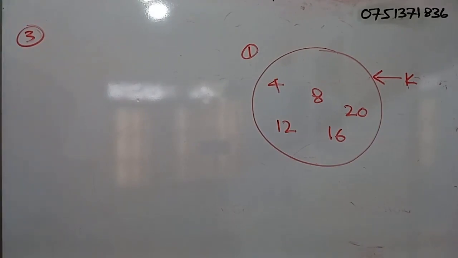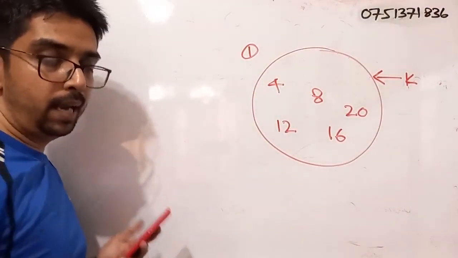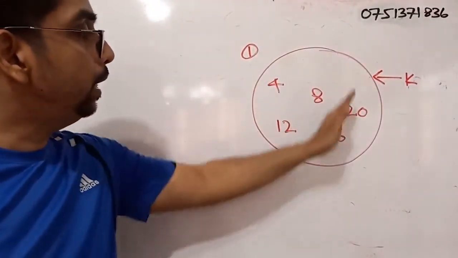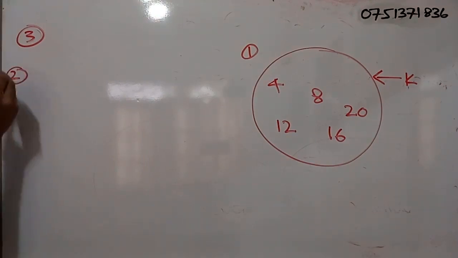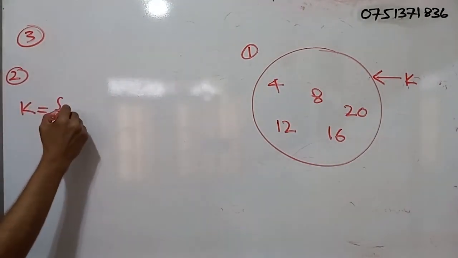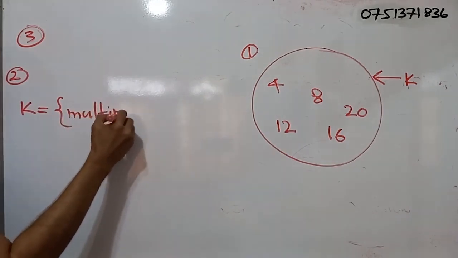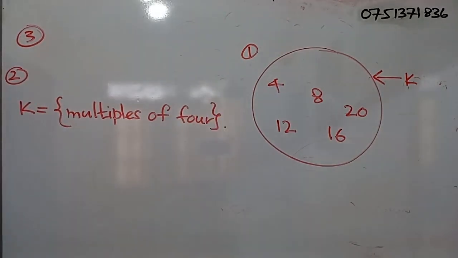Then part 2. Write down the set K in terms of a common property of its elements by which the elements can be clearly identified. Right. So that means what? They are asking to give us a name. That means a descriptive method. Right. So if we take a look at the elements, what are these? So these are some possible answers. K equals, we can say multiples of 4. Multiples of 4. So that is correct.